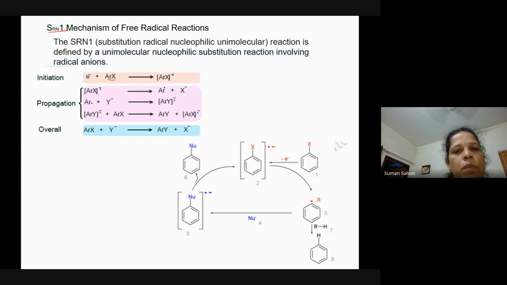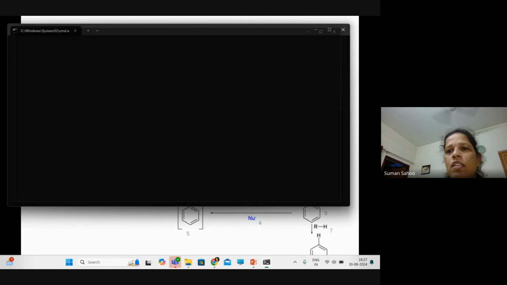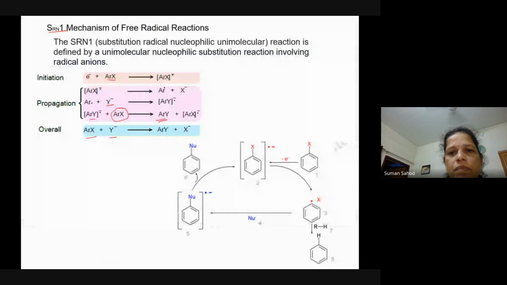Then it goes on propagation. First it would give you a radical Ar dot plus X minus, then Ar dot reacts with another of your nucleophile, so nucleophile, ArY dot minus. So again ArY dot minus will react with another of your substrate to give you product ArY and ArX dot minus. And overall you can just say ArX plus Y minus, means that is a kind of nucleophilic substitution reaction only, but it goes through this free radical mechanism.